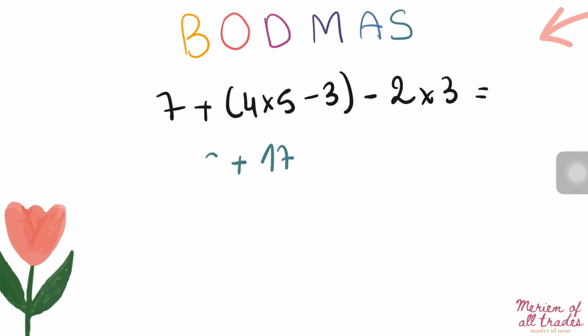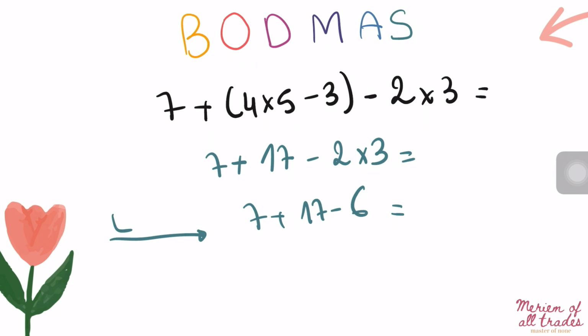And then we have 17 plus 7 minus 2 times 3. What do we do again? No brackets, no order, no division. Multiplication first. So 2 times 3, which is 6. And then we write the rest, 7 plus 17 minus 6. And then we have addition and subtraction. Do not forget, we start from the left, going to the right. So we do 7 plus 17 minus 6, which is 24 minus 6, and then we have 18. And this is the result of this expression.